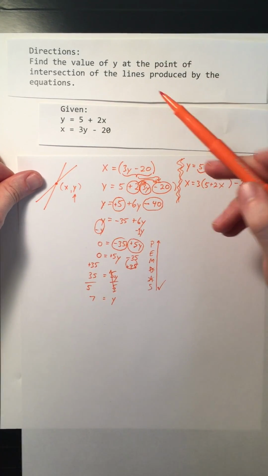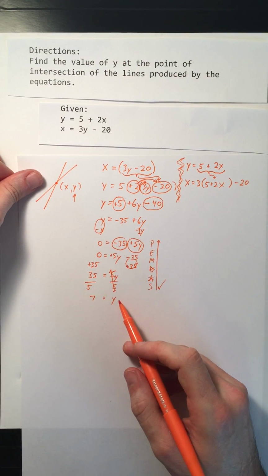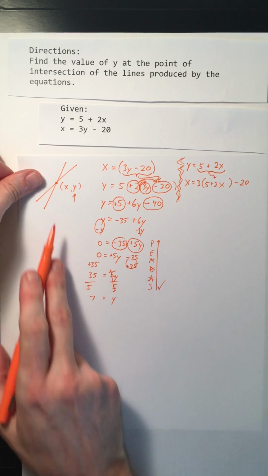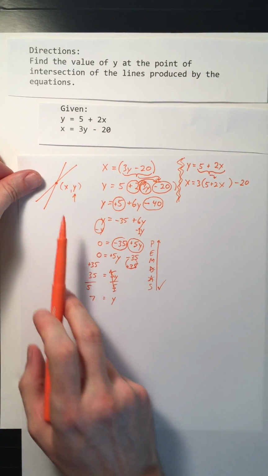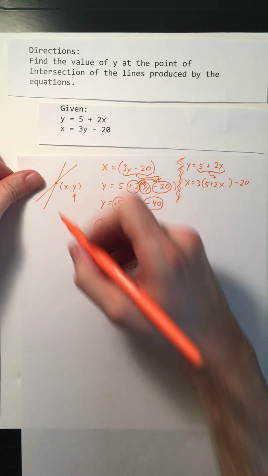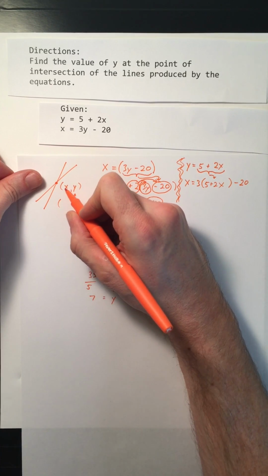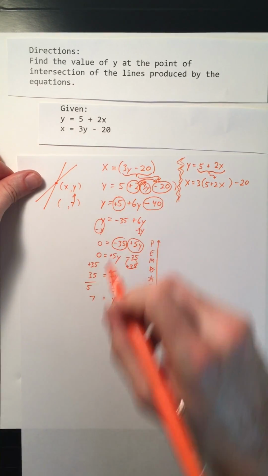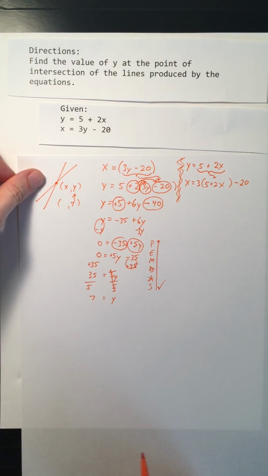Let's go back to the directions. Find the value of y. Well, we have found the value of y. So what we've identified is that where the lines would cross if we graph these two equations, the y coordinate is a 7. So we know that the coordinates are something for x, comma, 7. We haven't found the x. That's okay. Directions just wanted y. And so we're done with this problem.